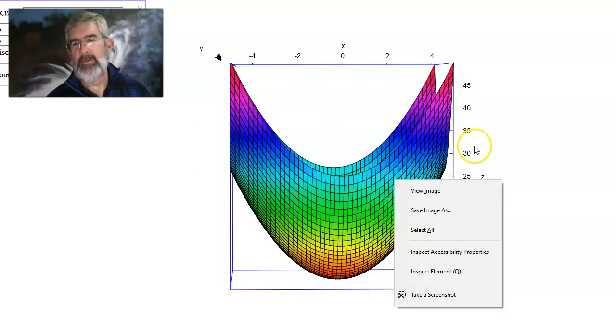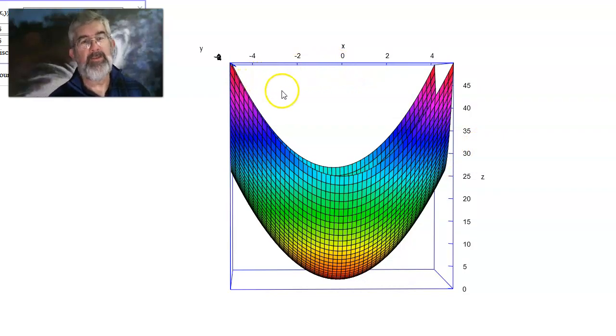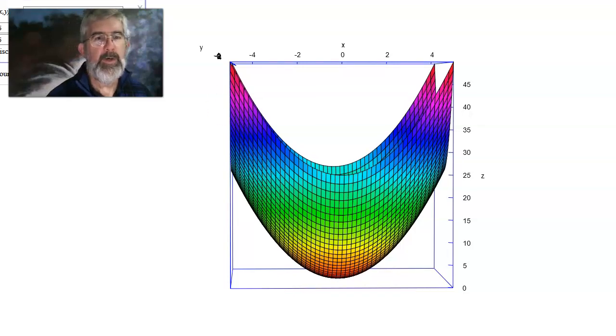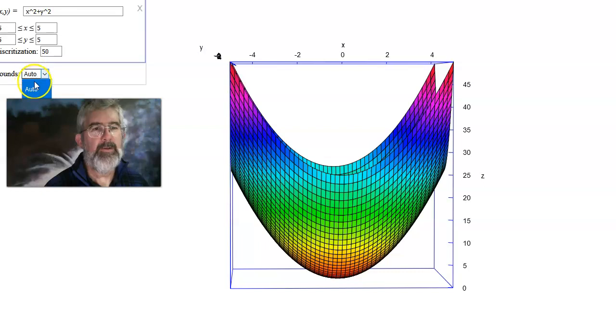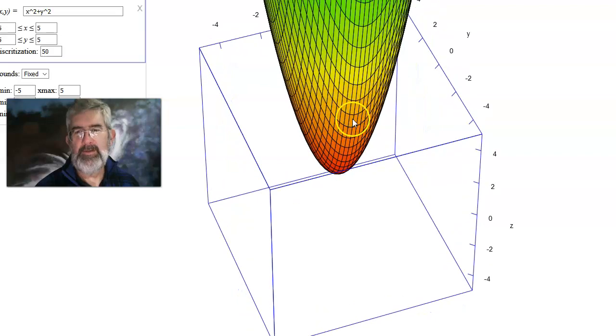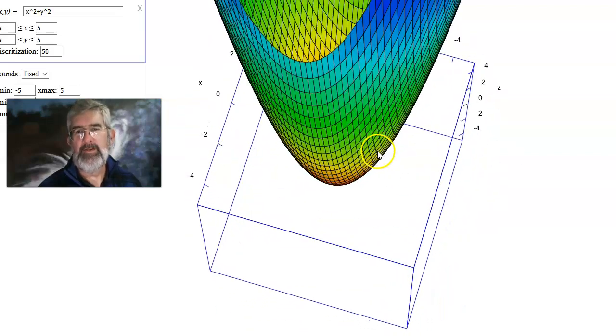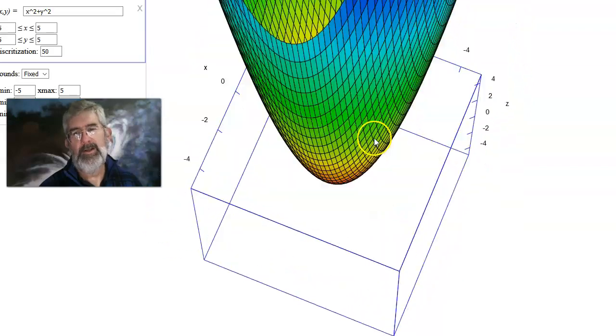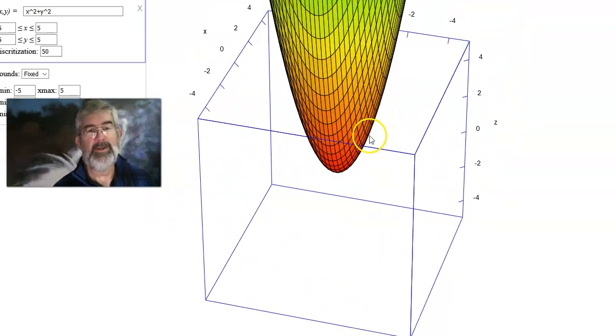Now, if you take a look at this, the scale is vastly exaggerated, or condensed, I should say, in the z direction, because this is minus 5 to 5 in the x and y, but 0 to 50. If I put the bounds on fixed, there we go, then you can see it in its true proportions, and it is really quite tall. Well, it goes up like a parabola does. A quadratic function grows rapidly.